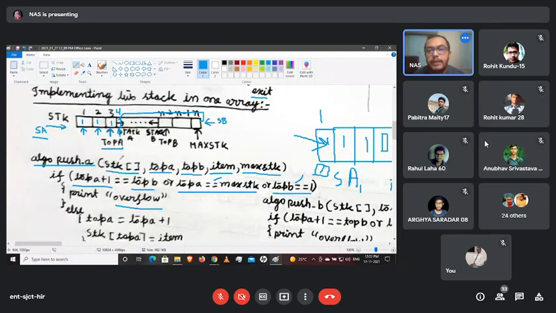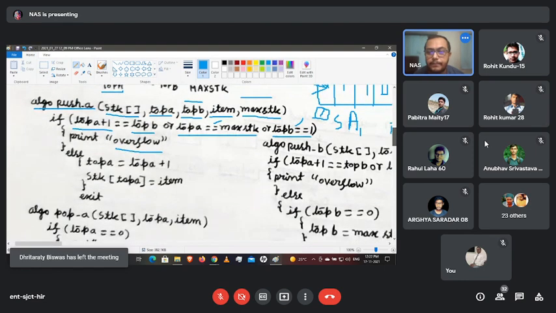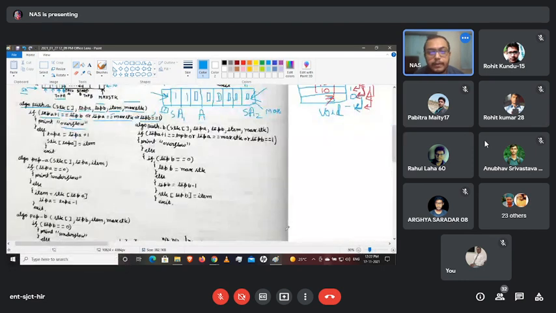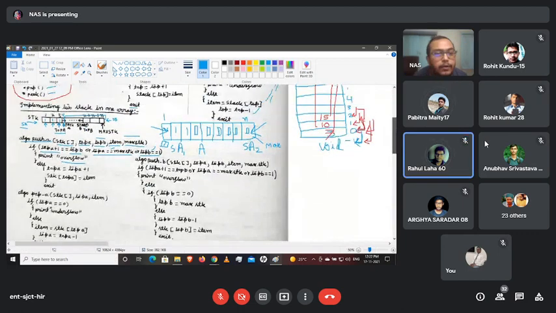Because we are using only the push operation for stack A, but here we are using the terms top B and max stack, even though clearly these two are part of stack B, we still use them for checking the overflow condition. Okay, clear about this line? Overflow line? Yes. Okay, very good.